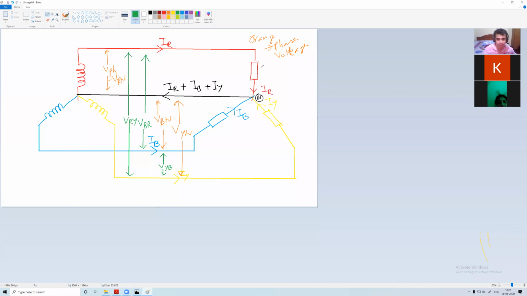And green, line voltage. Is the difference clear? See the figure? The phase voltages are in orange, the line voltages are in green. Sure? Now we will derive the relationship between this orange and green.